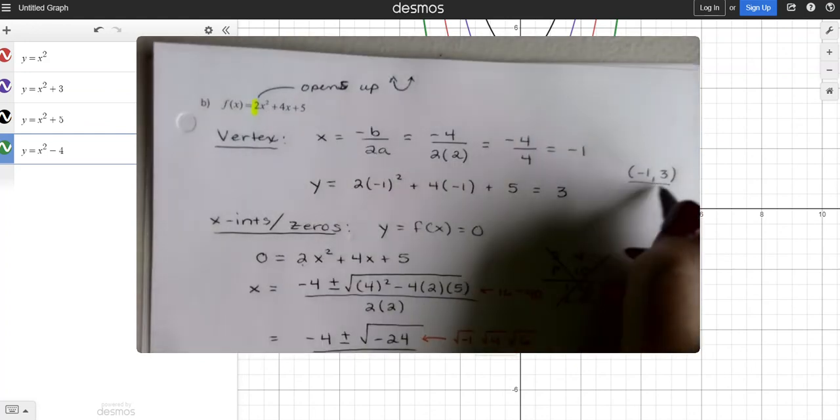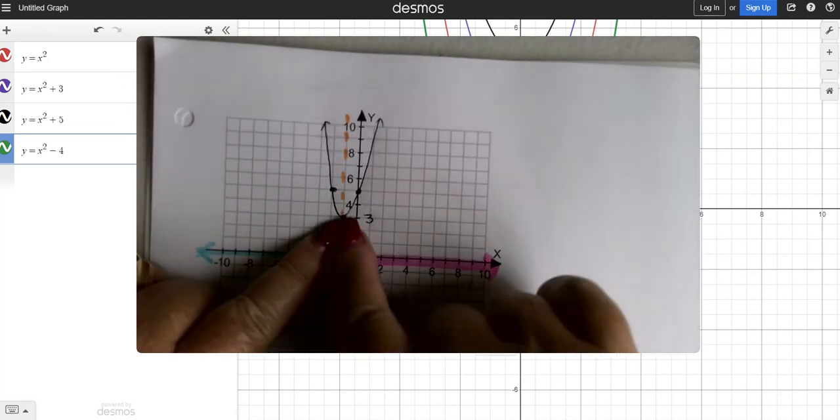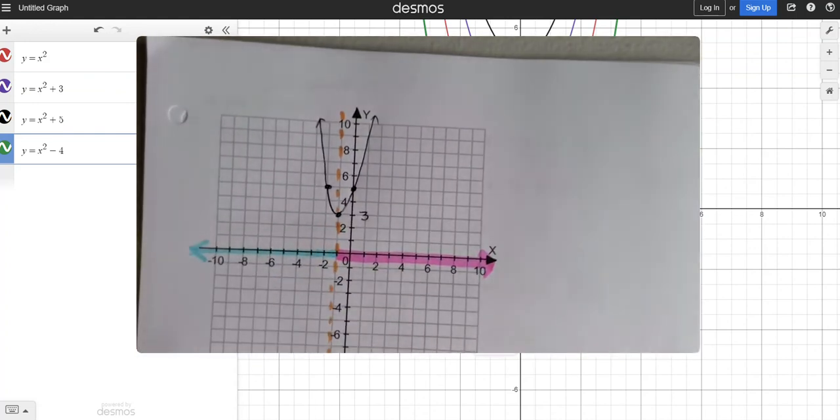And once we found out that our vertex was at -1, 3, knowing that the graph had to open upward, there's no way it was going to cross the x-axis, right? Now, algebraically, we still had to show that, and we wouldn't have been able to find the zeros without doing the quadratic formula. But already in our heads, we really knew, hey, that's not going to hit the x-axis at all. It's impossible.